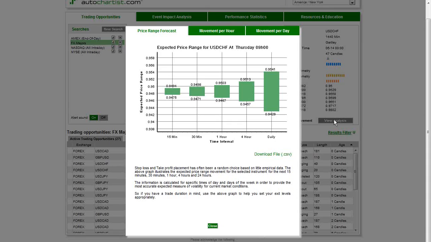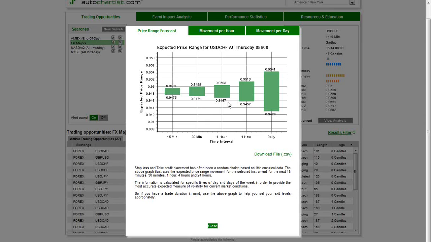Okay, so if you're trading US dollar Swiss franc right now, and my clock is set at New York time, so on Thursday at 9 a.m. New York time, and whether you're trading Autochartist chart patterns or key levels or Fibonacci or a moving average system or any other system that you want, and you want to set appropriate take profit and stop loss levels, you should be looking at this information to give you an indication of what reasonable profit or loss you can make within the next few hours based on your trade.